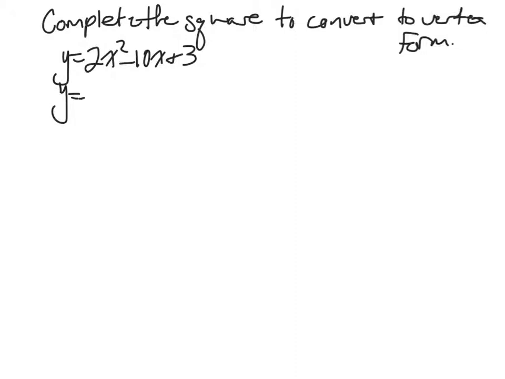I'm going to factor 2 out of this right here. So I'll write 2 and then leave x squared minus 5x behind, plus 3. The next thing I need to do is brainstorm what term I can insert into there to help us complete the square.